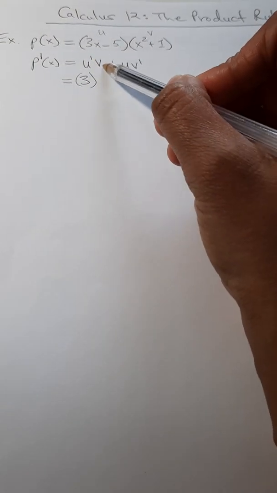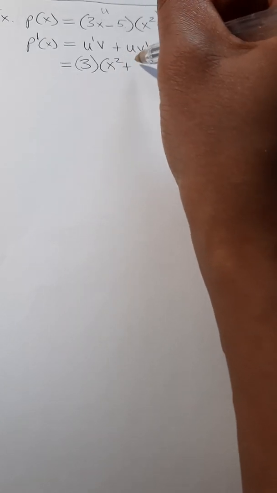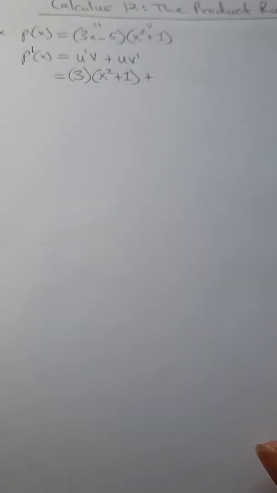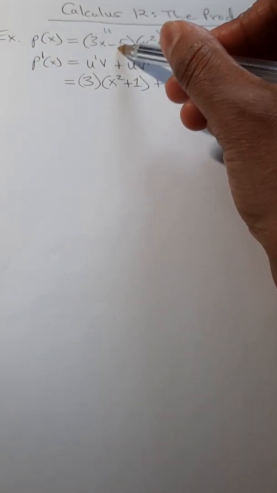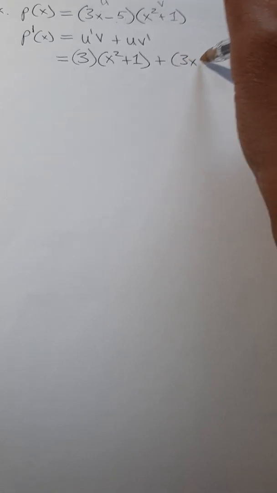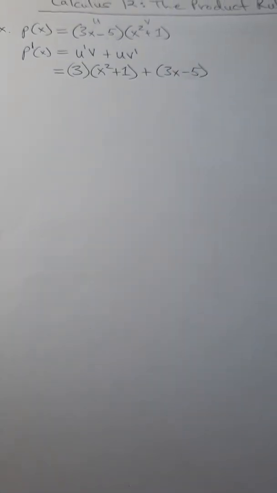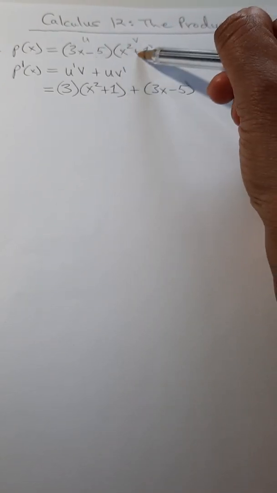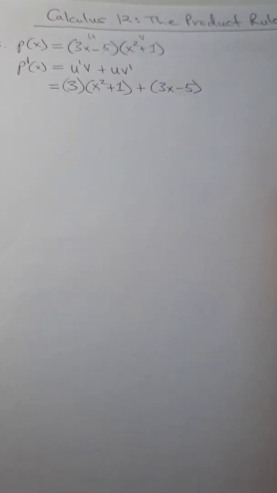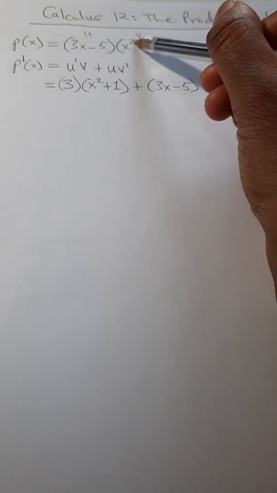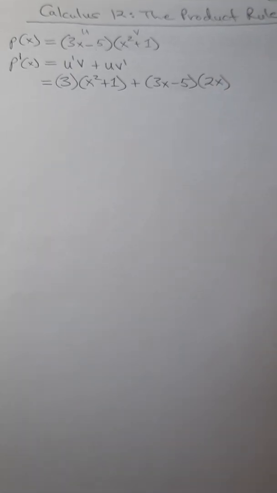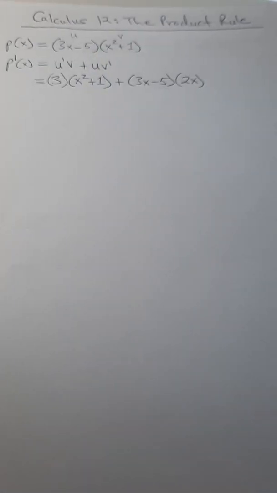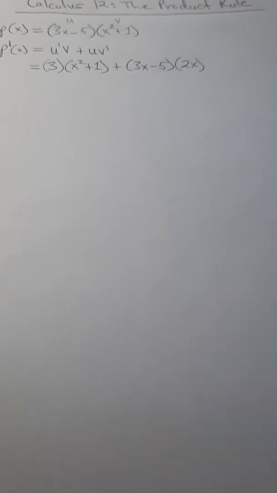Then it says U prime V. V means I'm just going to keep the second brackets the same, so I'm going to put x squared plus 1. Then we go to the UV prime. U means you keep the U brackets the same, so we put 3x minus 5. Then V prime means you're going to take the derivative of the second brackets, x squared plus 1. Remember the power rule: you take the 2 down, and for the exponent of 2, you subtract 1. So what we're left with is 2x.